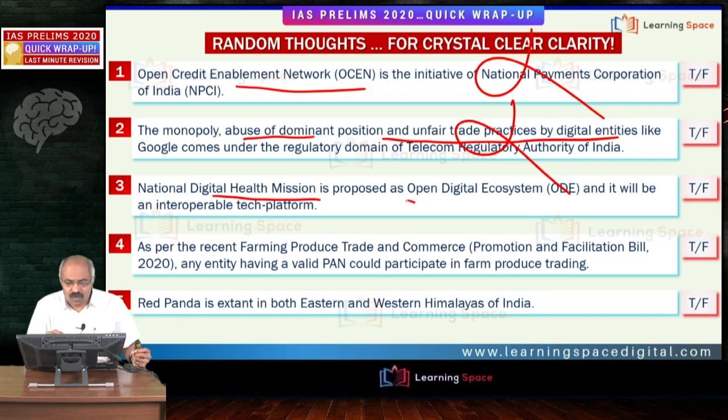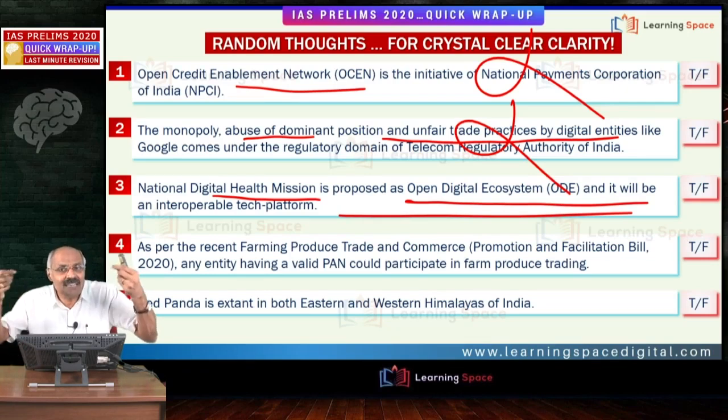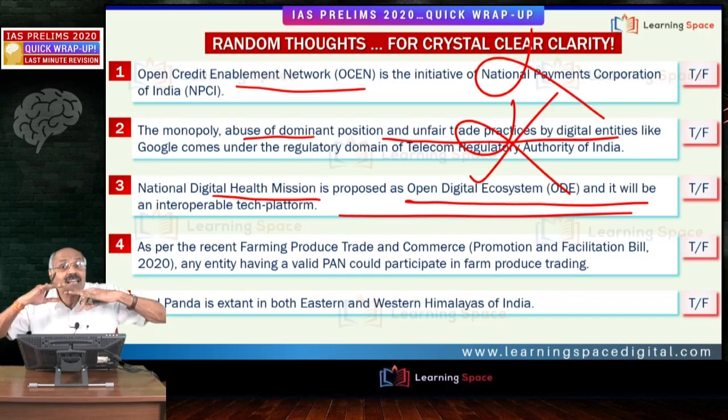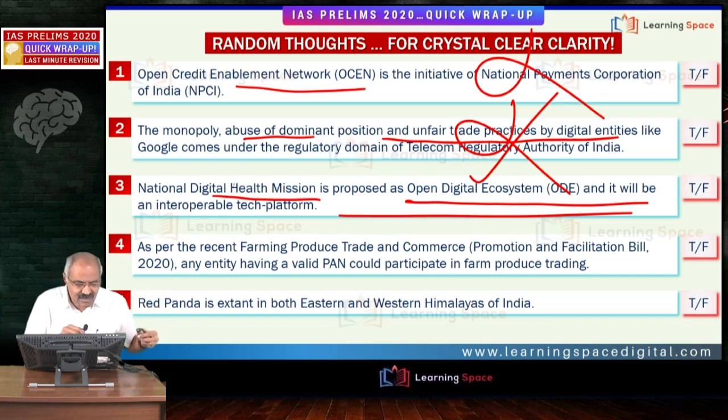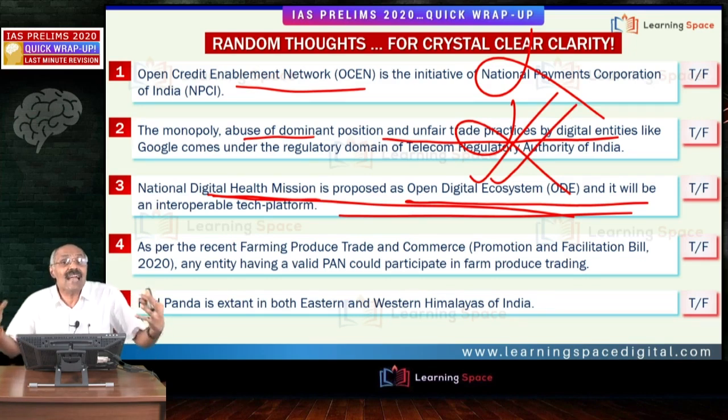National Digital Health Mission. This is proposed to be established as Open Digital Ecosystem. That means digital infrastructure will be established. Then proper governing rules will be there and community will be there. That means it is a three-layered architecture. Various players will enter this architecture, and such types of interoperable architectures are known as Open Digital Ecosystem. That means on one side hospitals and on the other side doctors, patients, as well as diagnostics, as well as pharmacies, all will enter this Open Digital Ecosystem, and it is a three-layered architecture. So friends, this is important from your exam perspective. It is an interoperable tech platform, and such platforms are called Open Digital Ecosystems, where a number of players, by following certain rules, will enter into this platform.